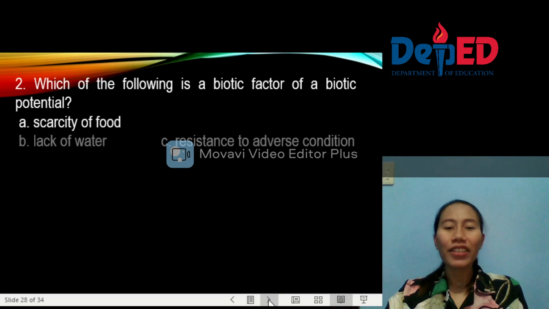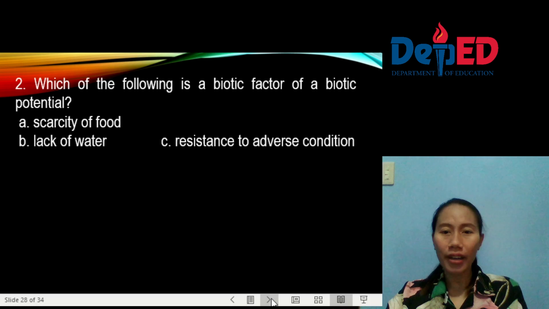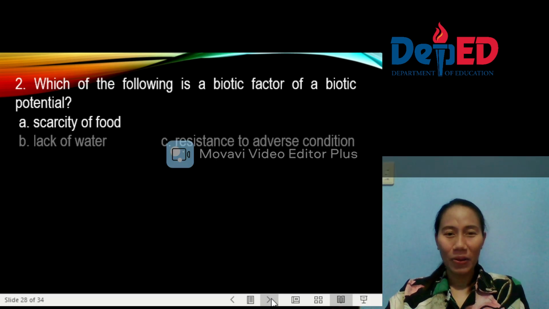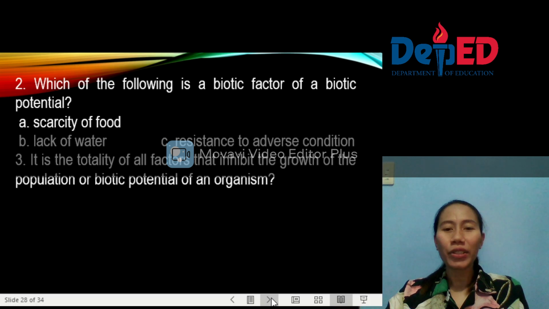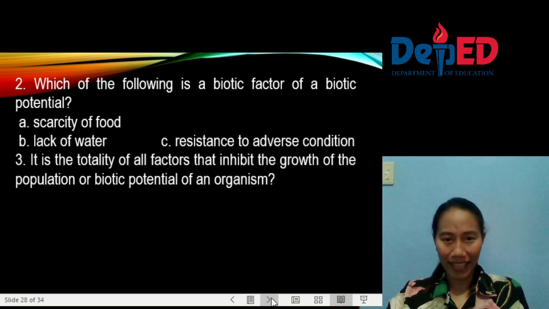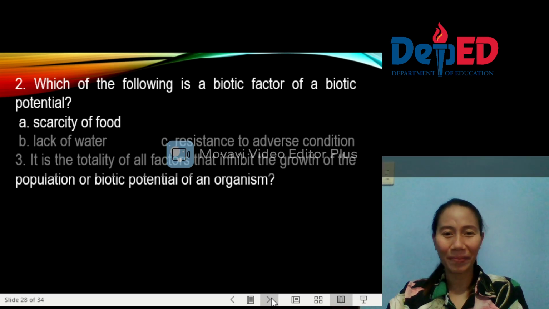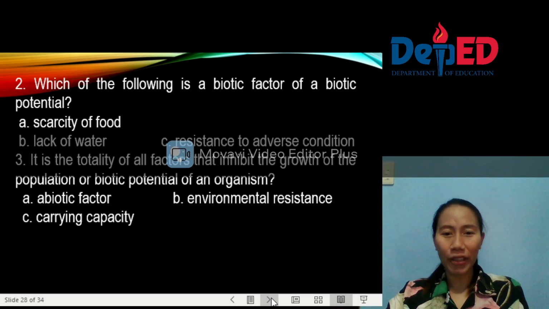Letter A, scarcity of food. B, lack of water. C, resistance to adverse condition. Okay. Question number 3. It is the totality of all factors that inhibit the growth of the population or biotic potential of an organism. Again, it is the totality of all factors that inhibit the growth of the population or biotic potential of an organism. Letter A, abiotic factor. B, environmental resistance. C, carrying capacity.